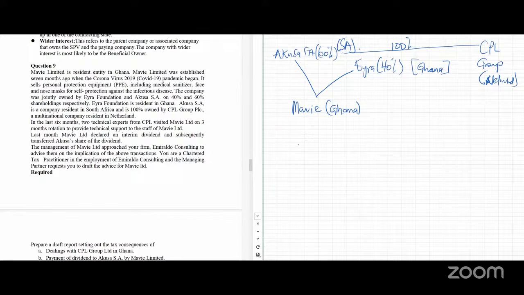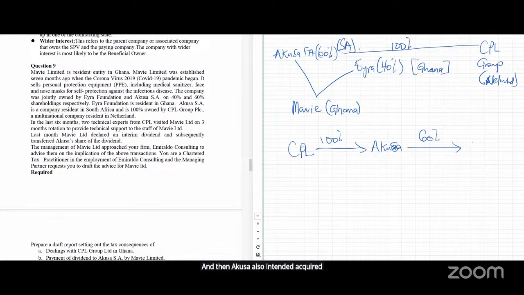So let's look at it well. It means that CPL acquired 100% of Akusa, right? And then Akusa also intended to acquire 60% of Mavi. Then we also have what?